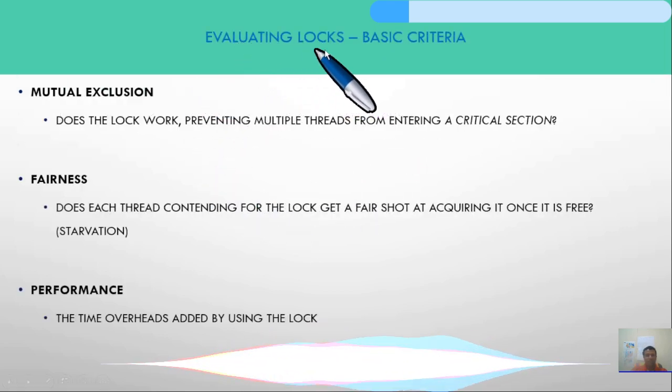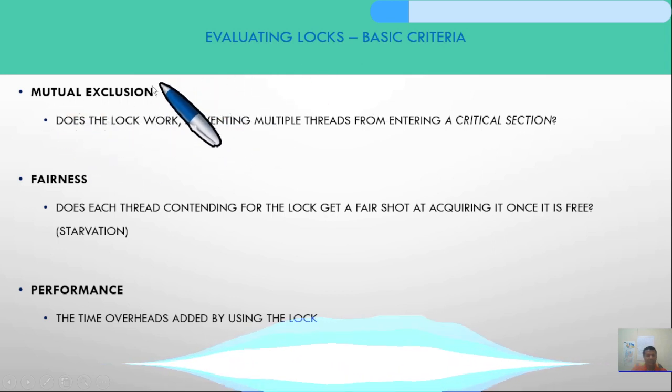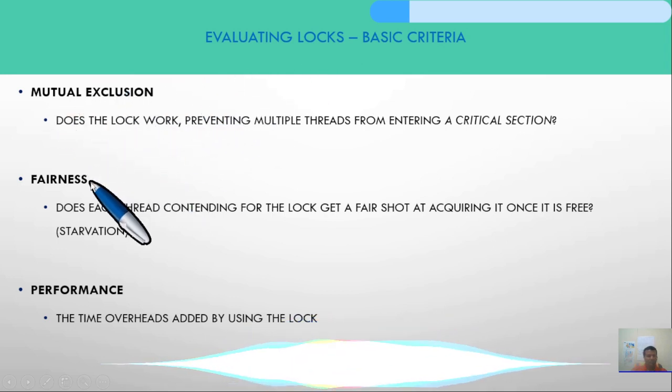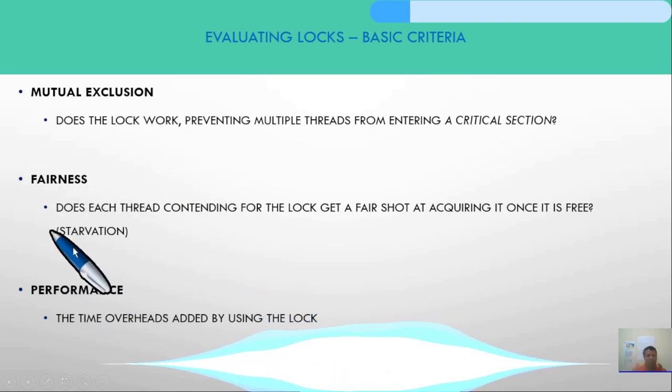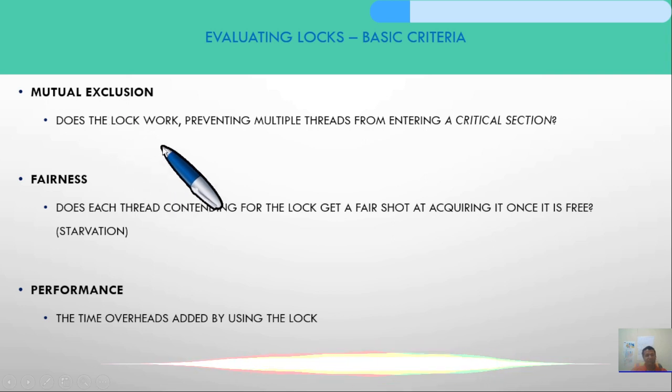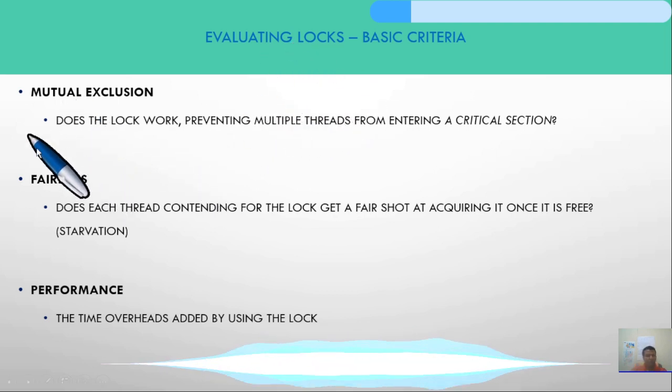So, evaluating a lock, the basic criteria: we have three criteria. The first one is mutual exclusion, the second one is fairness, the third one is performance. With these three criteria we can evaluate the performance of the lock.